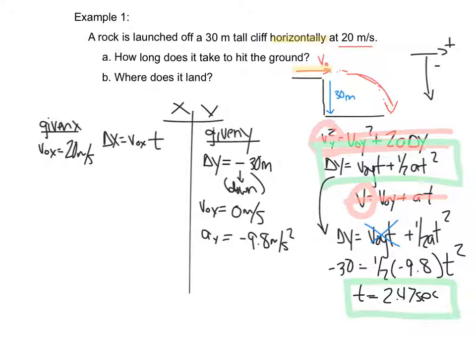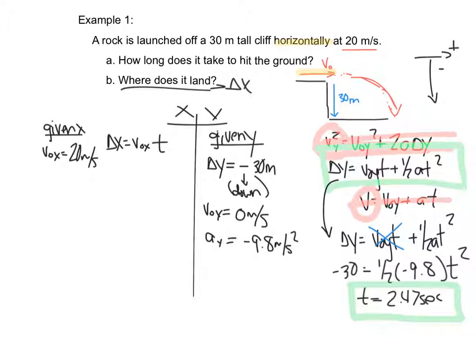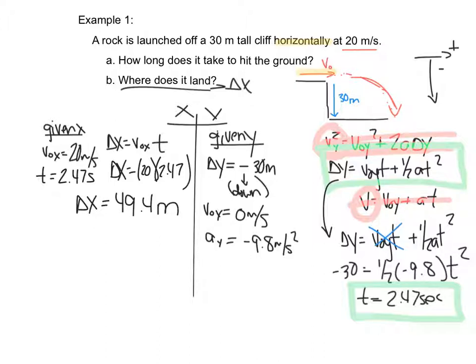And part B is asking, where does it land? And where is going to kind of be code for delta x. Now the good thing here is the time in both columns here ends up being the same, which is convenient. It means that we can go over to the left-hand side and plug in 2.47 seconds. And now it's just a matter of multiplying. So we have 20 times 2.47. And when you plug in 20 times 2.47 into a calculator, you get a distance of 49.4 meters. So there's our second answer for B.